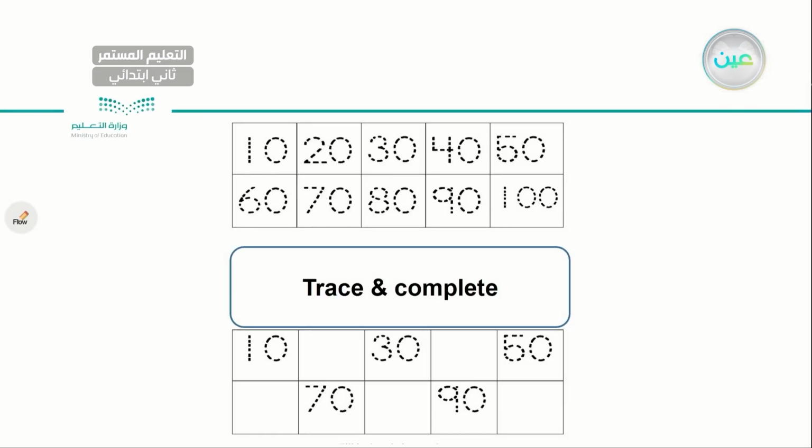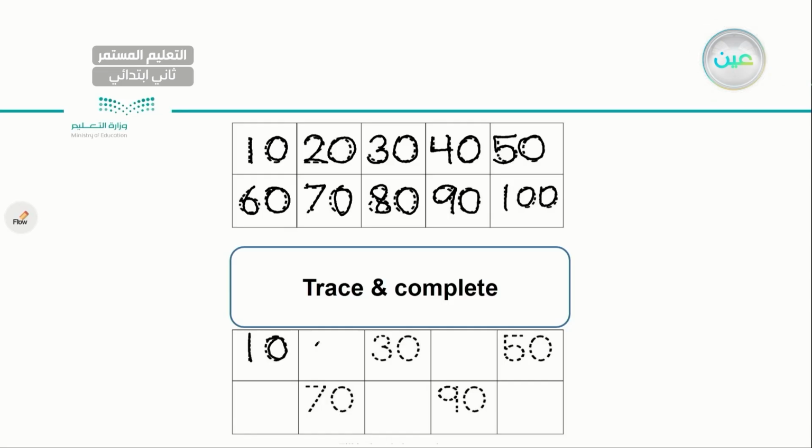Let's go ahead and trace the numbers. These are numbers by 10. Let's go ahead. I have 10, 20, 30. Make sure you are writing with me. 40, 50, 60, 70, 80, 90, and 100.